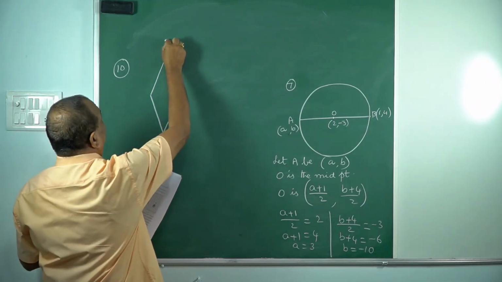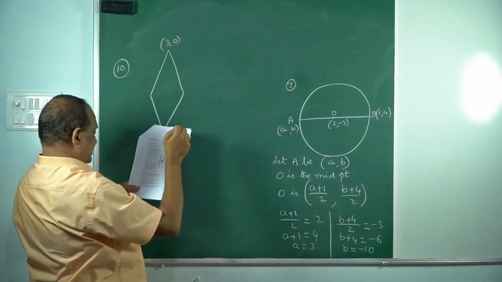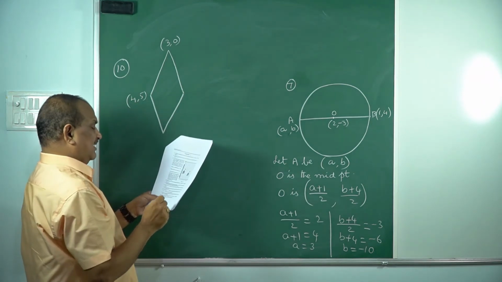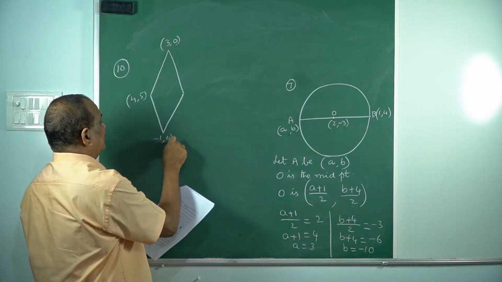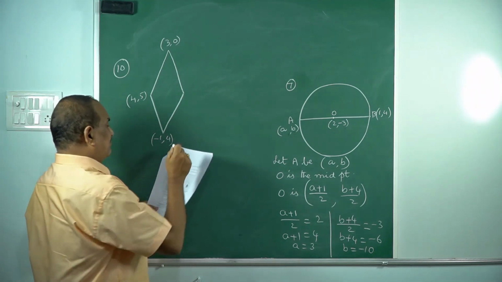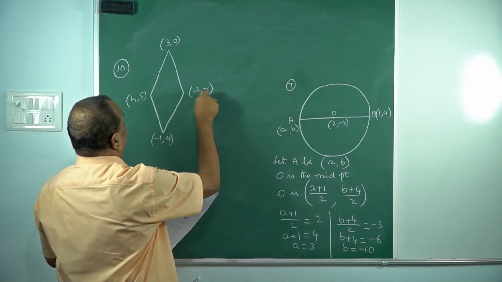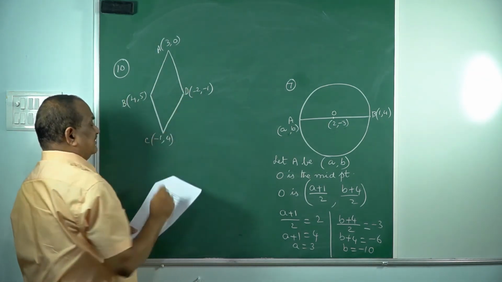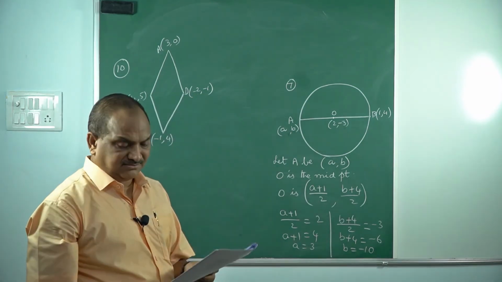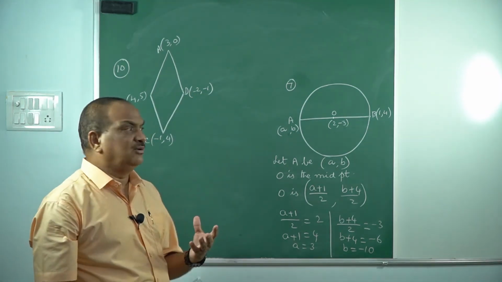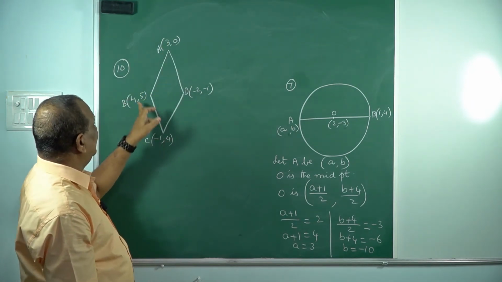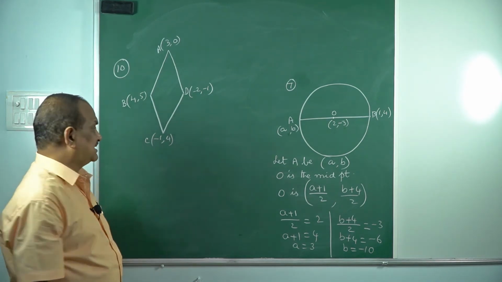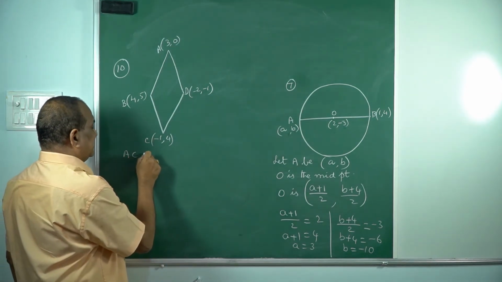3, 0. Okay. This is 4, 5. And this is -1, 4. And finally you have got -2, -1. And let us label the points as A, B, C, D and find the area of the rhombus. And how do we go about? We find out this diagonal and this diagonal, and half the product of the diagonals is the area of the rhombus. So I need to find out AC.